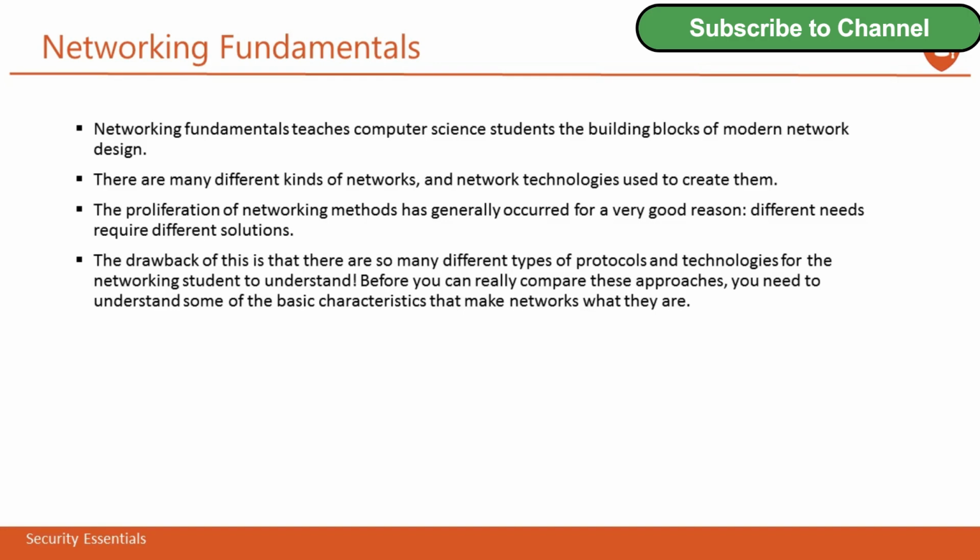For example, if you are in a building and you know how many floors are in the building, where the gates are, where the windows are, then you know the architecture of that particular building. It's similar in the case of being connected to the internet and knowing all the networking fundamentals. So there are many different kinds of networks and network topologies and technologies used to create them. The proliferation of network methods has generally occurred for very good reasons. Different needs require different solutions.